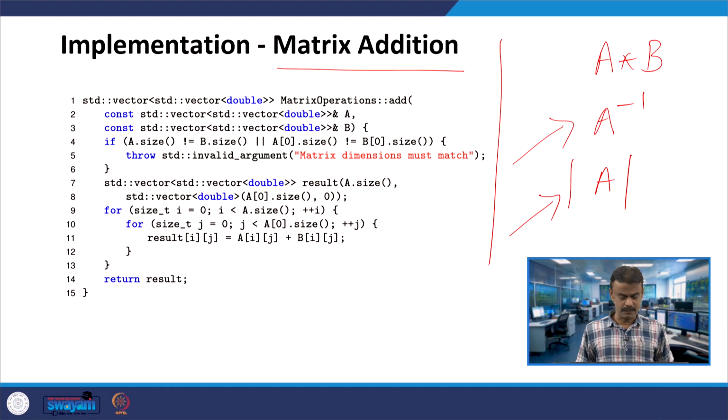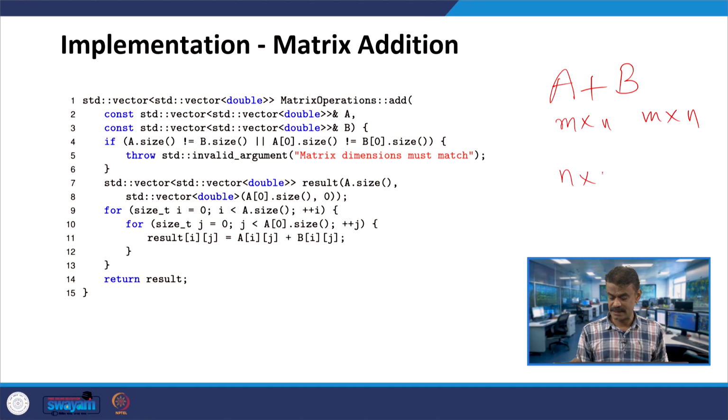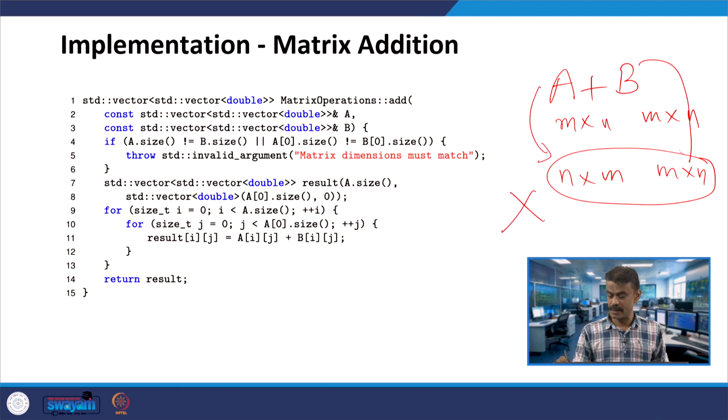Now we will take up the simple example of addition of two matrices. Here we have to be very careful with the size. Make sure if A is m cross n, B is also m cross n, then you can do the addition. If it is a different size, that is what we are going to discuss. Assume that A is n cross m and B is m cross n, you cannot do addition. This is your A and this is your B, you can't do the addition. So, we have to have the check.